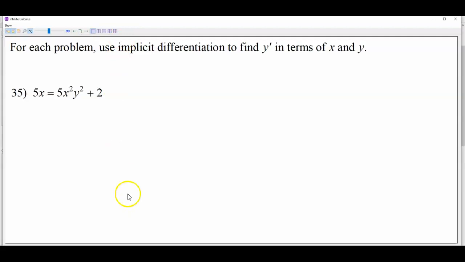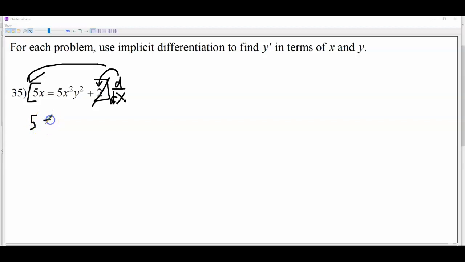Next one adds an extra layer of challenge to it. We're going to have a product rule right here because we have a 5x squared being multiplied by a y squared. So to find the derivative of that chunk, we're going to have to do a product rule. So here we go. The derivative of 2 is 0, so that just goes away. The derivative of 5x is 5, so that's simple. But here, we're going to have to take the derivative of that using the product rule.